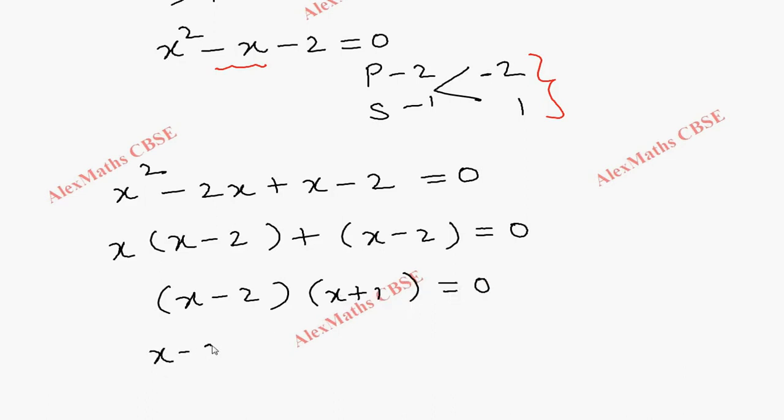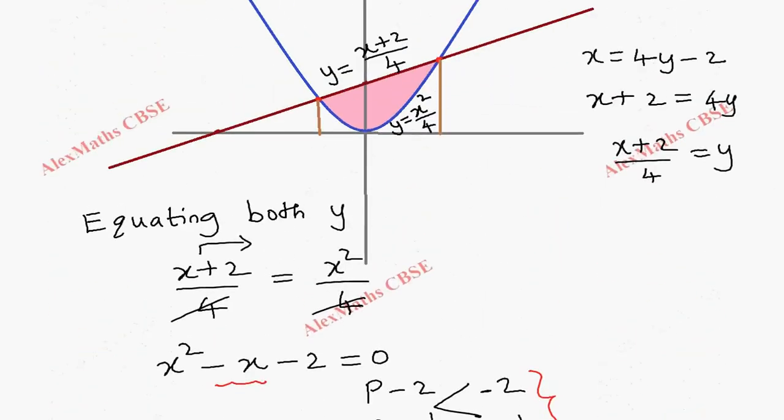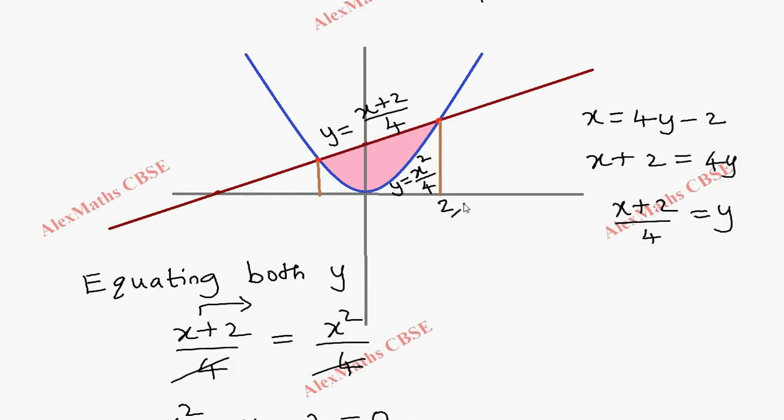Now both the factors we have to equate separately to 0. From this we get x as 2, and from the other one we get minus 1. So 2 and minus 1. Obviously 2 will be on the right hand side, so this is (2, 0), and minus 1 will be on the left hand side, (-1, 0).